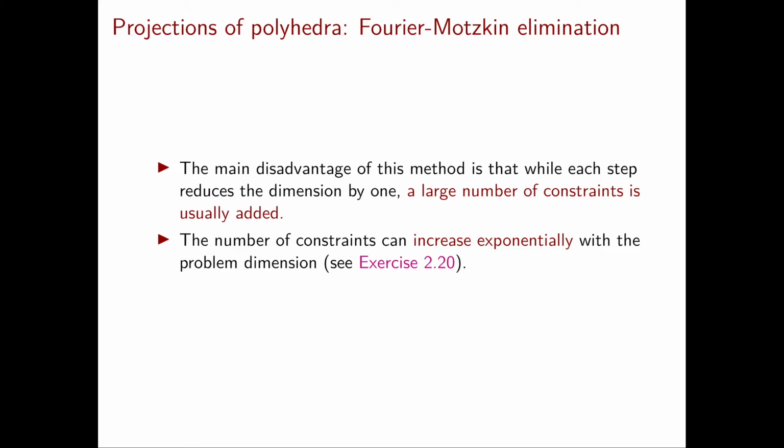So where is the catch? The main disadvantage of this technique is that at every step, while we decrease the dimension by 1, a large number of constraints is usually added. In particular, the number of constraints can increase exponentially with the dimension of the problem. If you want to see how this can happen, I suggest that you look into exercise 2.20 in the textbook.